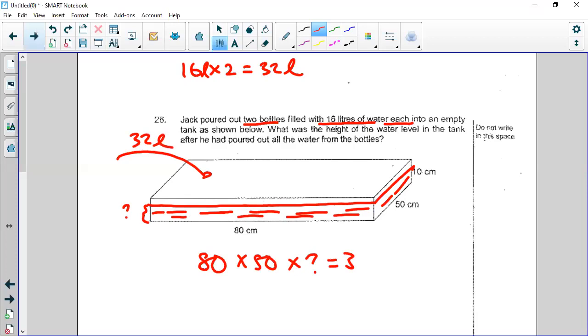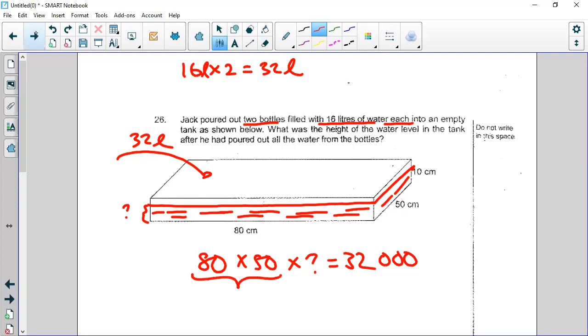And make sure that the liters is changed into centimeter cube. When you plus or minus, divide or times, you have to make all the units the same, all cm cube. All right, make them all the same so that you can plus and minus and whatever.